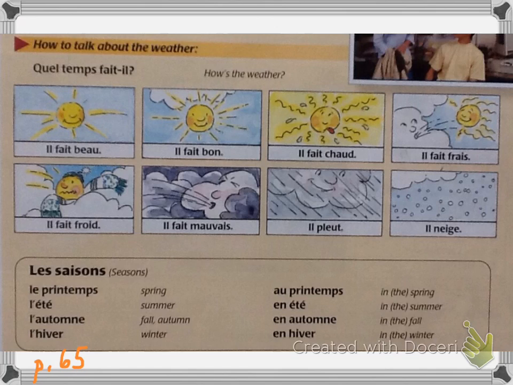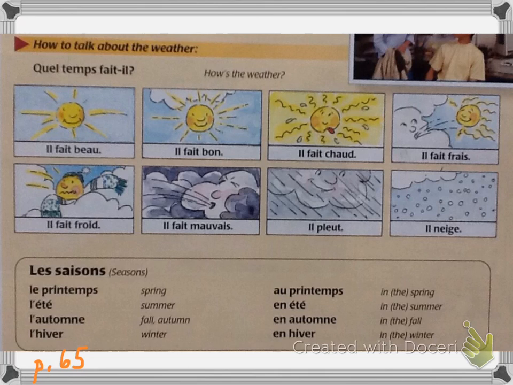And then weather expressions, which are on page 65, is another thing that oftentimes people have forgotten. S'il vous plaît, répétez quel temps fait-il? Il fait beau. Il fait bon. Il fait chaud. Il fait frais. Il fait froid. Il fait mauvais. Il pleut. Il neige. And then we have the seasons.